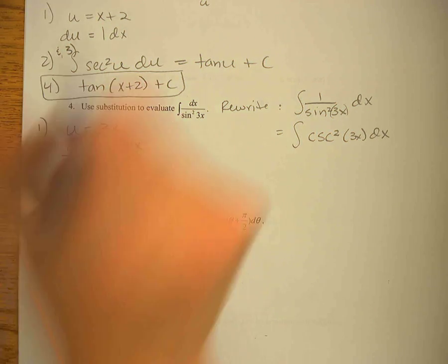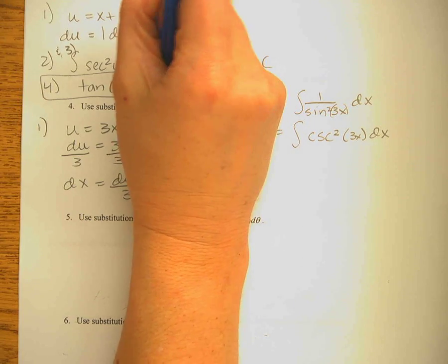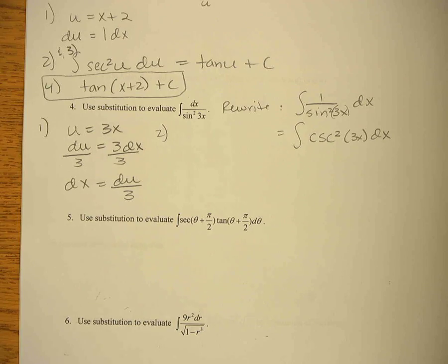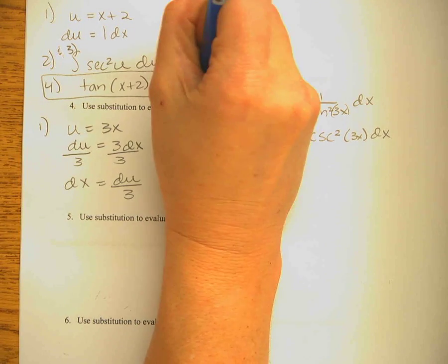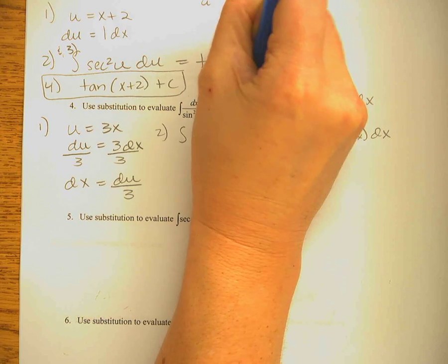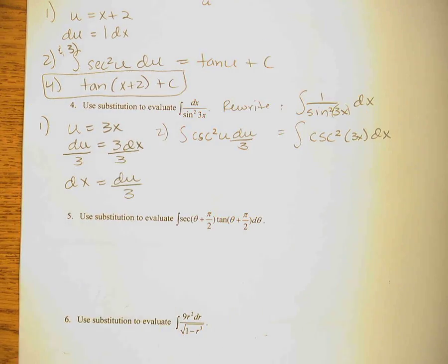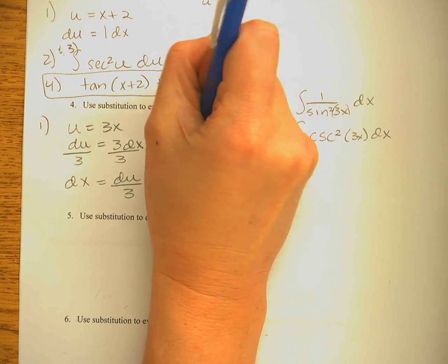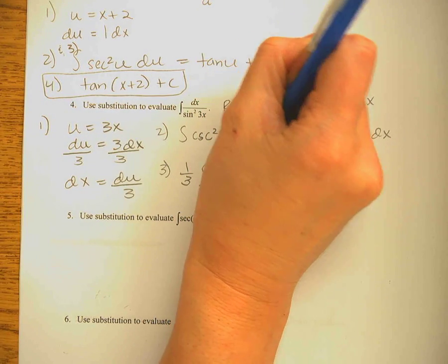And then I can start substituting. So for step 2, I'm going to substitute in my nicer looking one. So I'm going to get integral of cosecant squared u and then du over 3. And then you know me, I like pulling out the constant. I don't like dealing with it inside the function. It stresses me out.